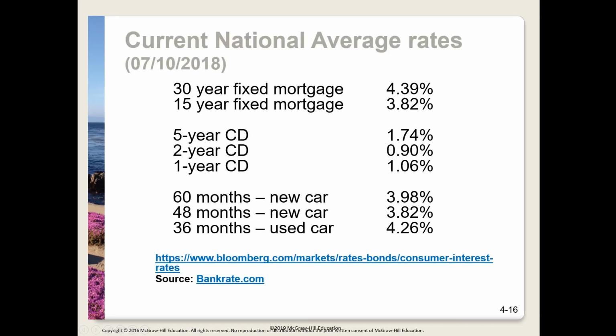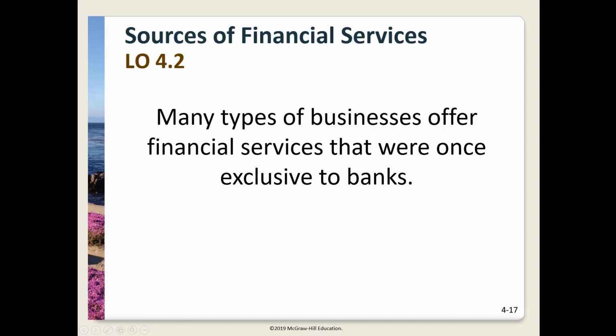I'm recording these lectures in the summer of 2018. So as of July the 10th, 2018, national averages: 30-year fixed mortgage, 4.39%. 15-year fixed, 3.82. 5-year CD, 1.74. 2-year CD, 0.9. 1-year CD, 1.06. 60 months new car, 3.98. 48 months new car, 3.82. 36-month used car, 4.26.